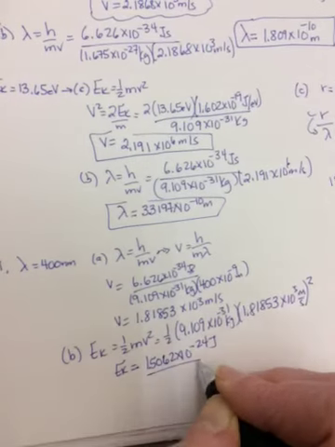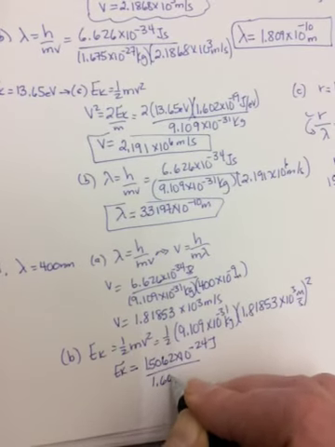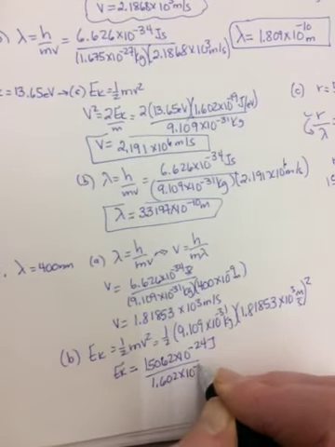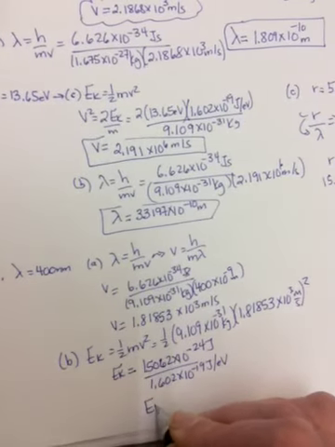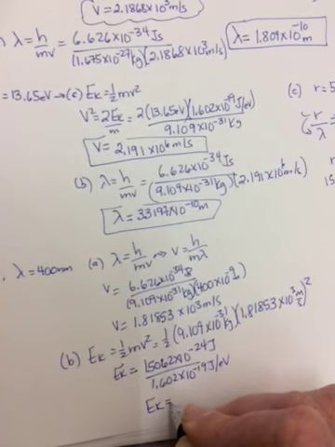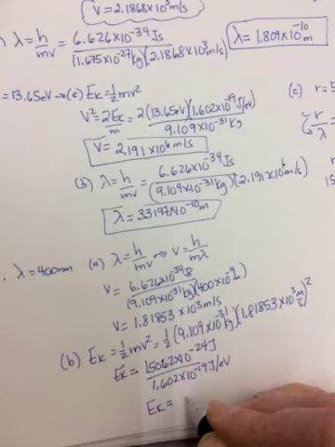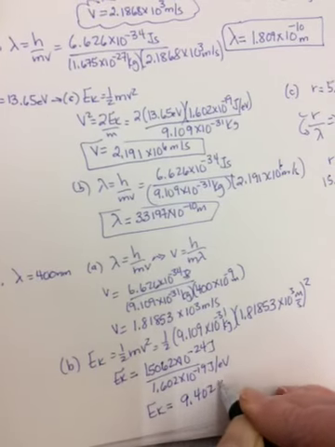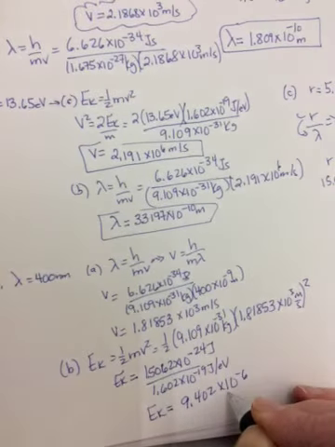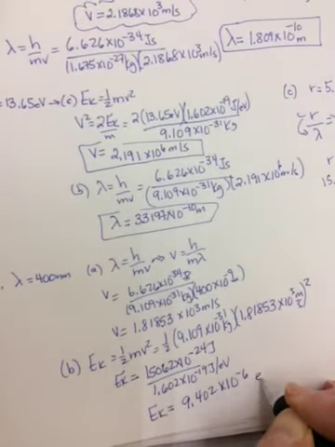And then to switch to electron volts, divide by 1.602 times 10 to the negative 19 joules per electron volt. And you end up with an EK of 9.402 times 10 to the negative 6 electron volts.